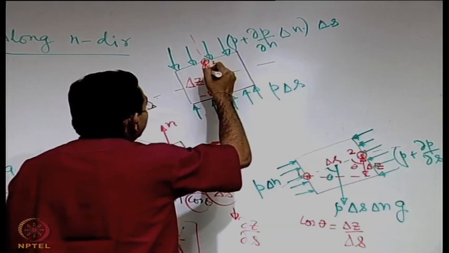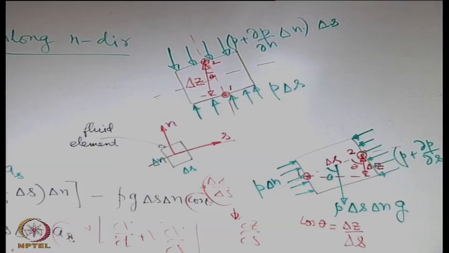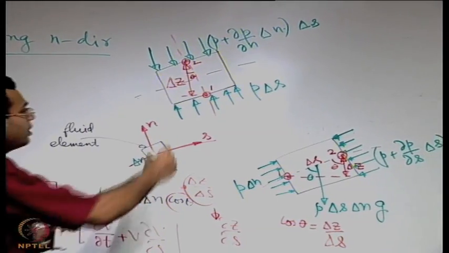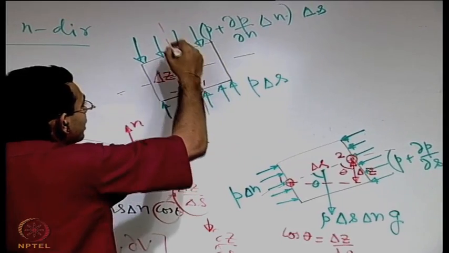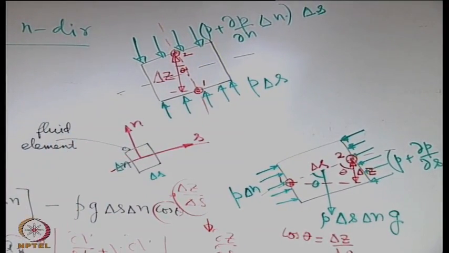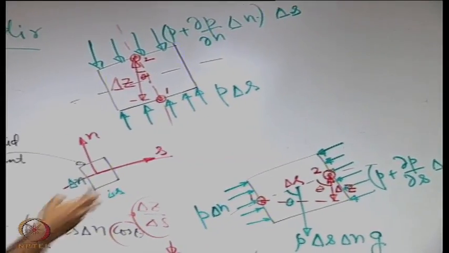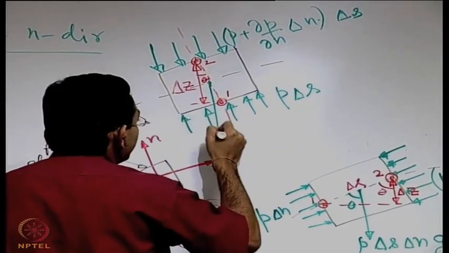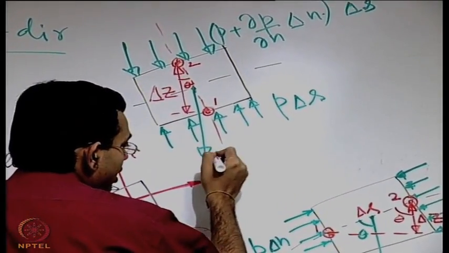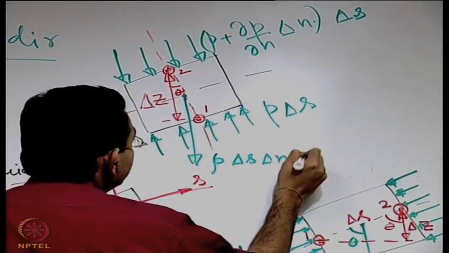And again let us say that this makes an angle theta with the vertical direction, is making an angle theta with the n axis of the element. Now if we describe the weight of the fluid element in the same diagram, that is oriented along minus z obviously, and it is again rho delta s delta n g.